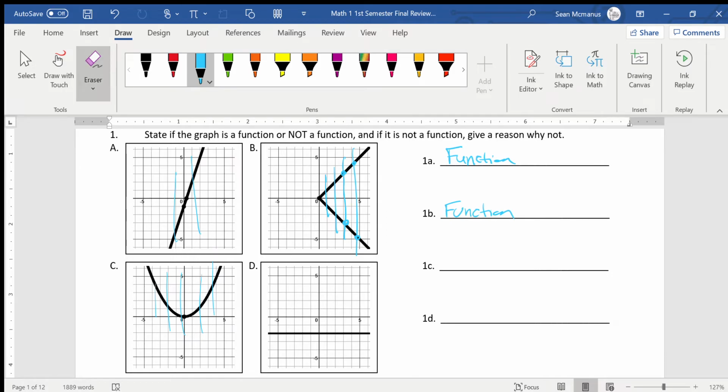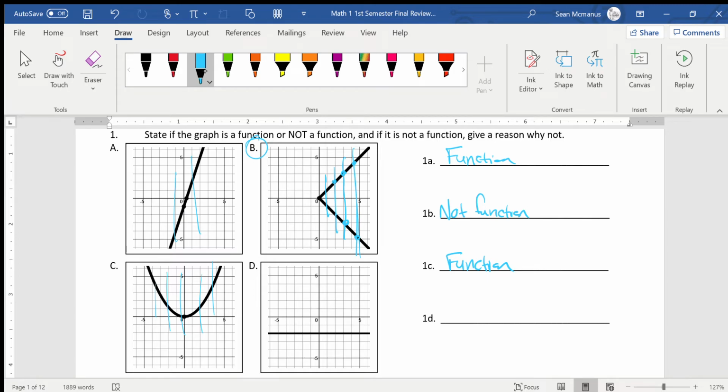Whoops, sorry. In the wrong box. C was a function. B was actually this one right here. We already saw this is not a function because there's places on the graph where 2 points are directly on top of each other. So B is not a function.